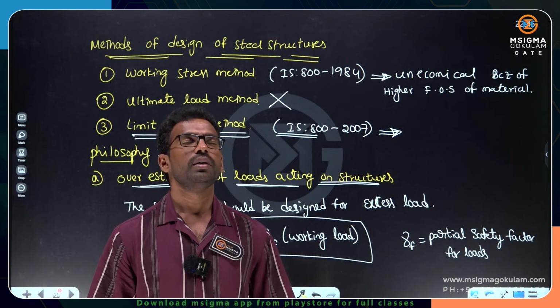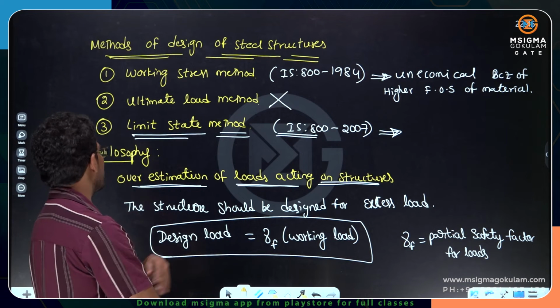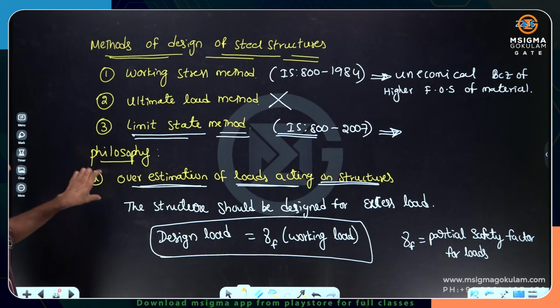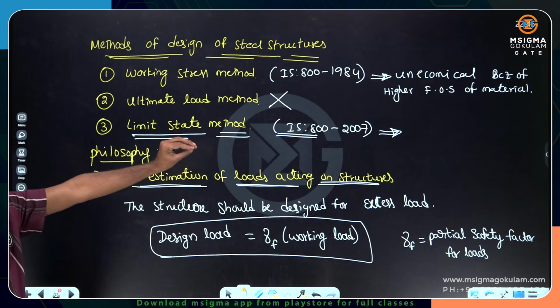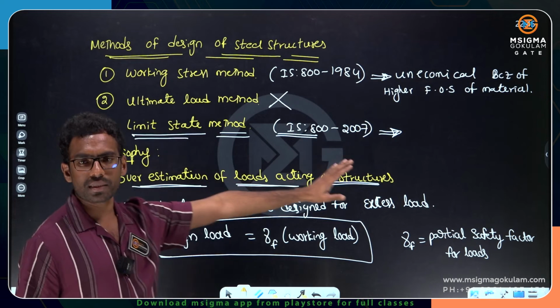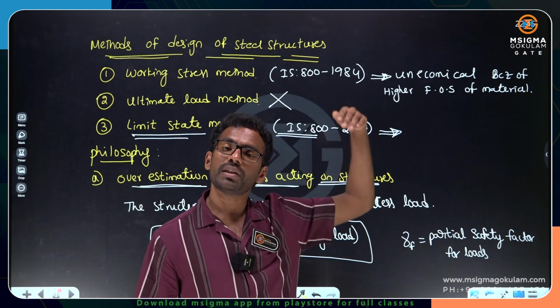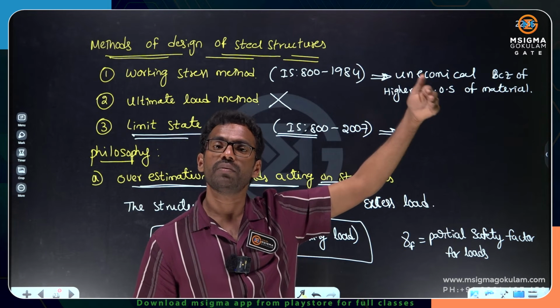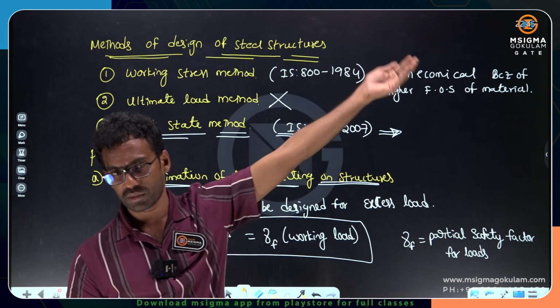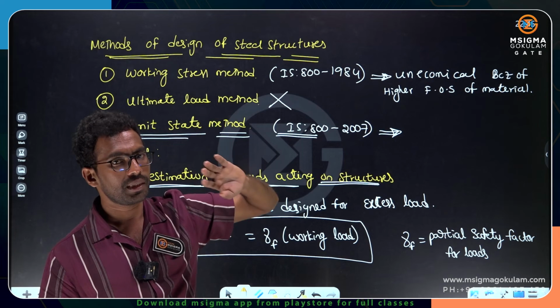Now, this is not the only philosophy, this is only the first philosophy. There are two things in the limit state philosophy. One is A, that is overestimation of loads acting on structure. That means the structure should be designed for excess loads than the present condition. Why are we designing the structure for excess load? Because in future the probability of increase of loads on the structure may be possible. To take care of those uncertain future loads, we are taking gamma F.